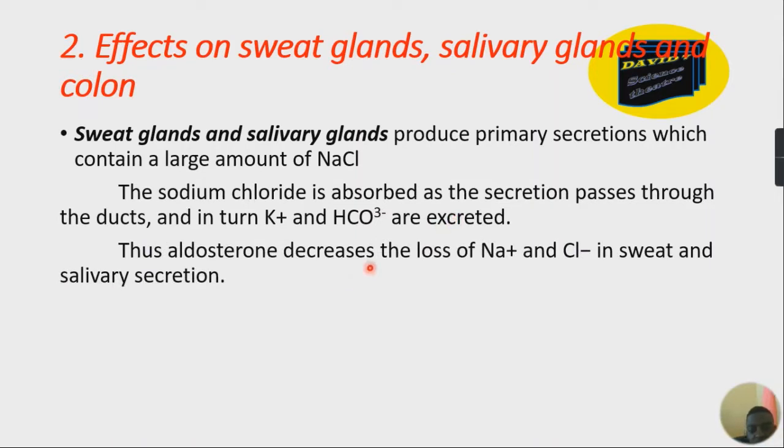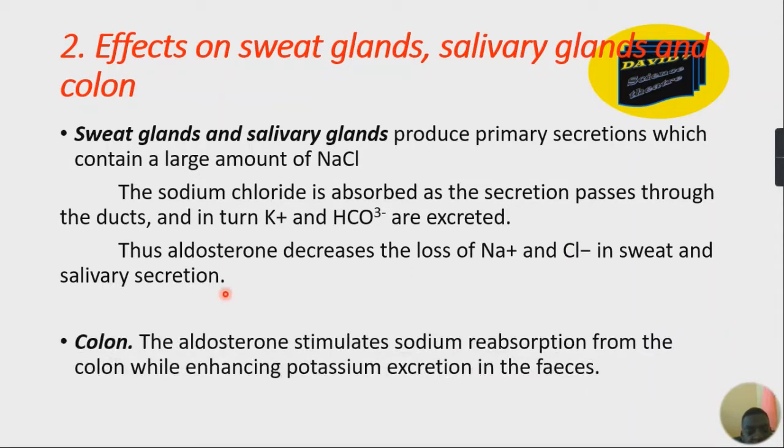So aldosterone will decrease loss of sodium and chloride in sweat and saliva. That's what it does. In the colon, the aldosterone stimulates sodium reabsorption from the colon while enhancing potassium excretion in feces. So potassium increases in feces, and sodium, much of it is reabsorbed within the colon. Colon absorption of electrolytes occurs.